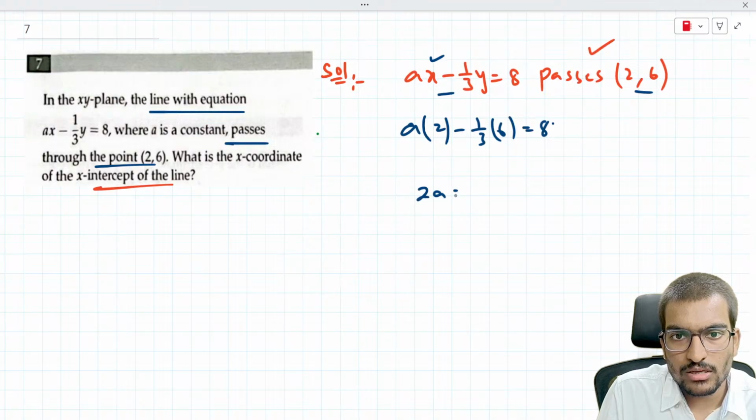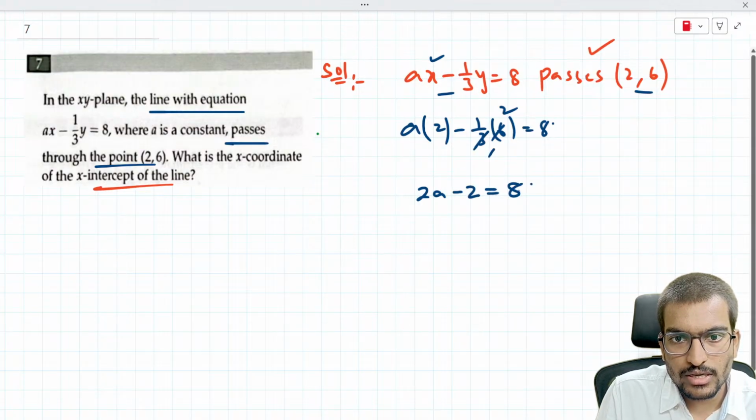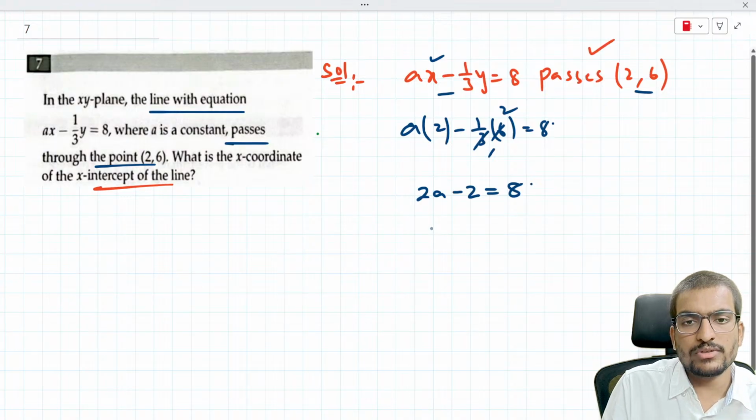So 2a minus 1 by 3 into 6, which is 2, so that's going to be negative 2. Negative 2 equals 8. So 2a minus 2 equals 8.